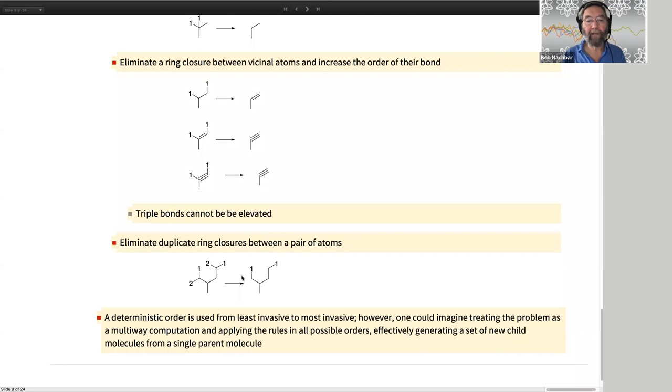So this is a deterministic approach that we've taken. I've chosen an order that as a chemist makes sense, but we could possibly consider doing all possible rearrangements. Then we're talking about a multi-way computation. And instead of getting just one molecule back, we'd end up getting several molecules back from a single parent molecule. But we're not going to go there today.